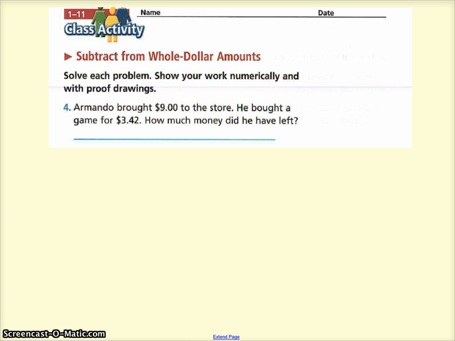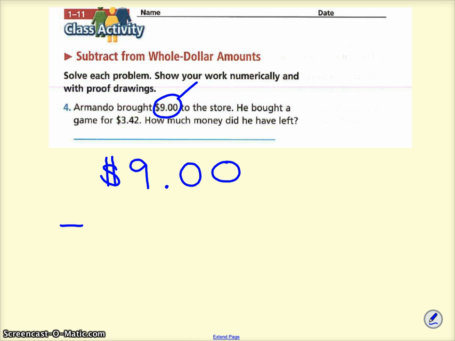Subtracting from whole dollar amounts. Let's try this. Solve each problem, show your work numerically and with proof drawings. Armando brought $9 to the store. He bought a game for $3.42. How much money did he have left? I noticed something right away. Even though I'm using money, I still have zeros in the tens and the ones, where our pennies and our dimes would be. When I am subtracting with money, I'm going to make sure to keep everything in nice order.